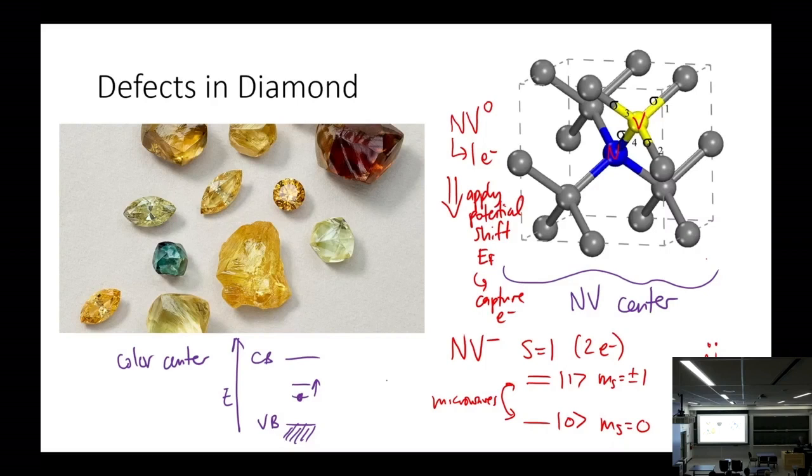This nitrogen vacancy defect is magnetic, as we just described, and it can show quantum behavior up to room temperature, which is the thing that makes it really exciting. It has very long coherence times at appreciable temperatures.